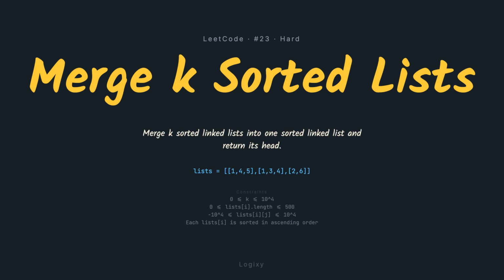Here's a question. You got several lists, each one already sorted, and you want a single sorted list out. How would you do it? We've got 3 lists today. Every one climbs upward on its own. The answer has to climb upward too. So where do we start?